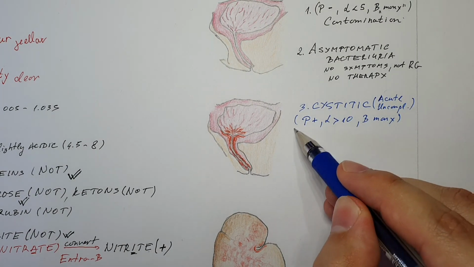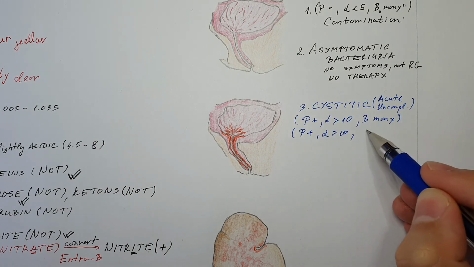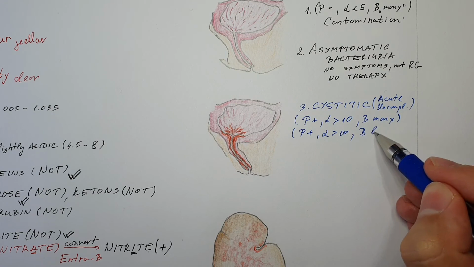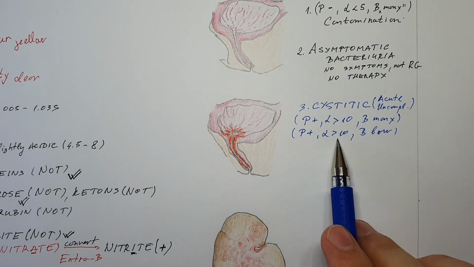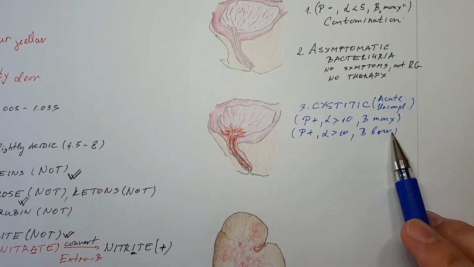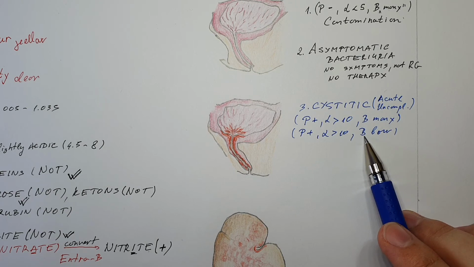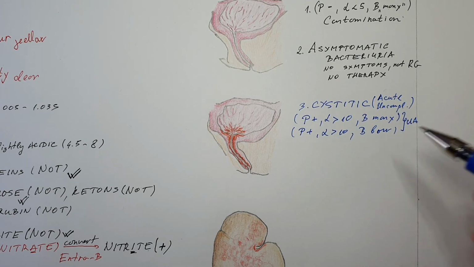Also, if you have positive proteins and elevated leukocytes, but low bacteria, the leukocytes and the positive proteins tell you that an inflammation is happening, no matter that the bacteria are low. So this is what you would see on a urinalysis or in a urine sediment.